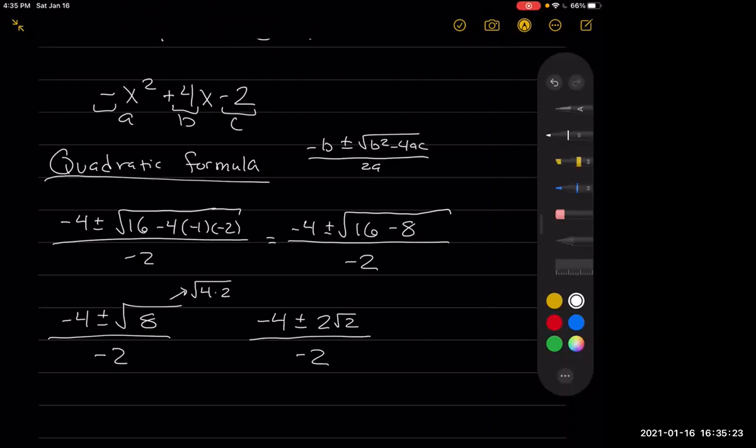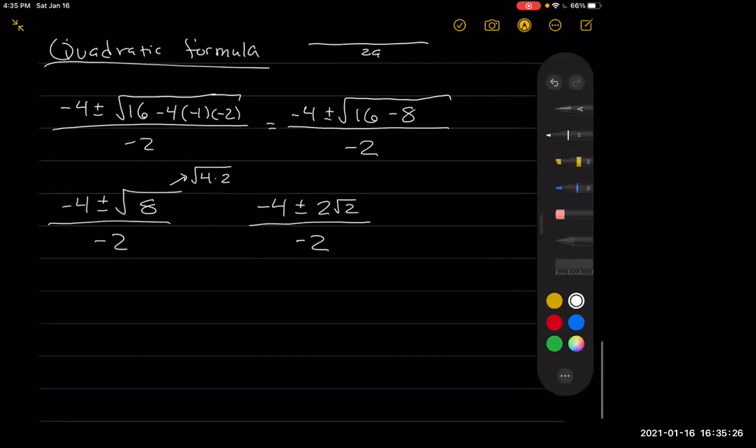all over -2. And so then simplifying again, we will get a 2 plus or minus the square root of 2. Oh, not over anything. We just used that 2. Oops. Okay. So these are our other zeros.